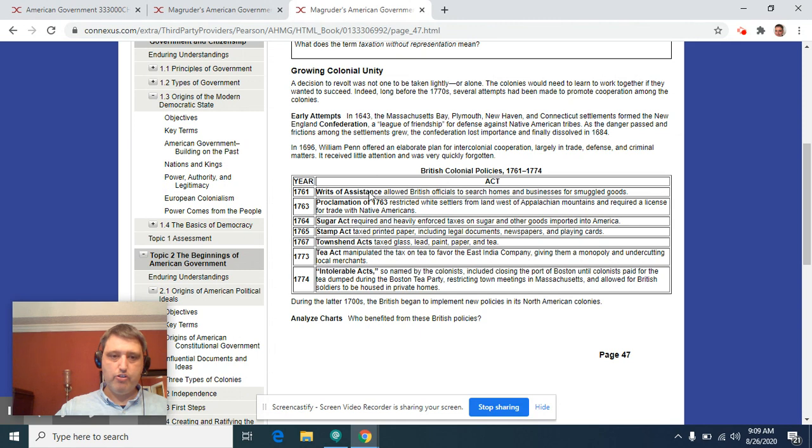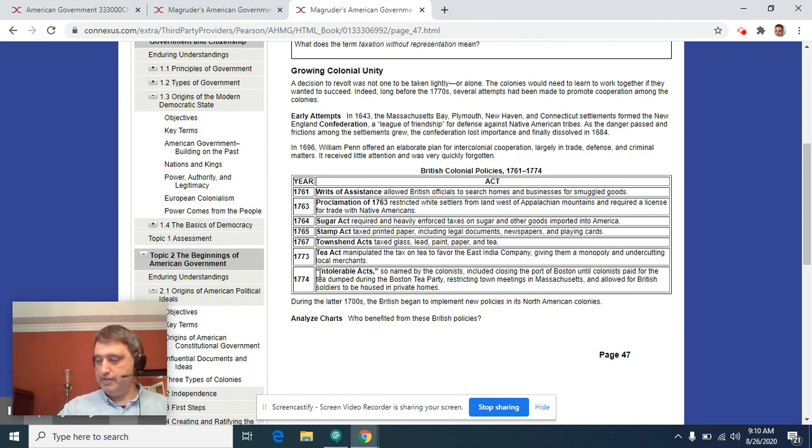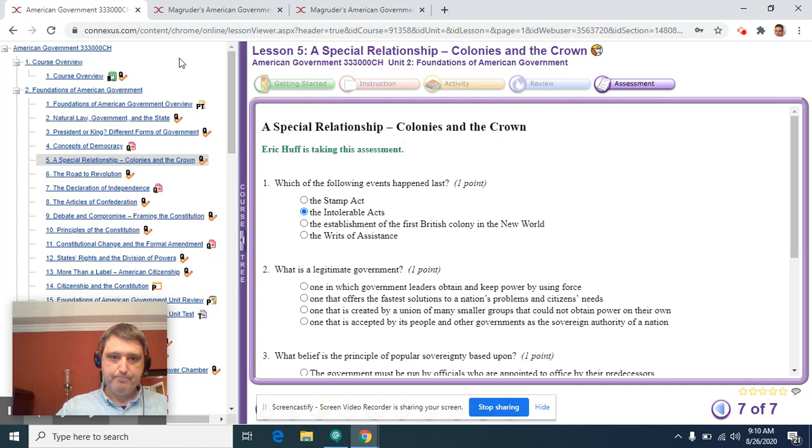So if we go back and look at our chart here, this is kind of the chart of the order of things. And if you do that, the Stamp Act, the Intolerable Acts, the establishment of the first British colony in the New World, the Writs of Assistance. Well, this one is obviously first because none of these other ones could happen without the colonies being established. Okay, Writs of Assistance was in the 1760s, Stamp Act was 1765, but the Intolerable Acts happened last. If you look at this chart here, 1774. All right, and so we're going to mark that.